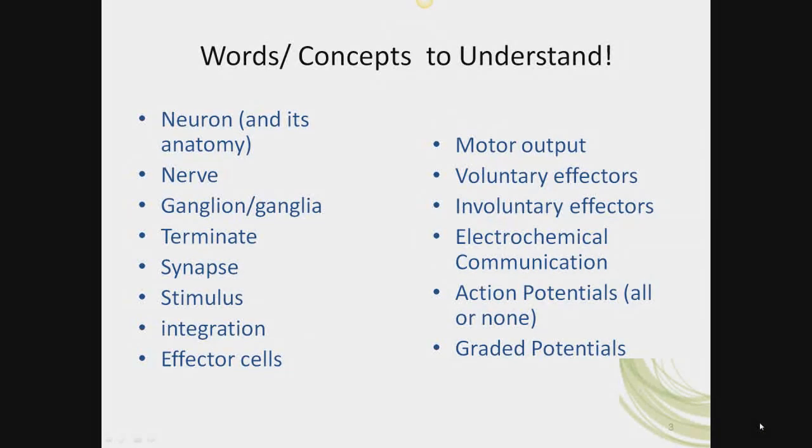Integration refers to a tallying, a summation of sorts that the central nervous system, which is your brain and spinal cord, will have to utilize. You see, there's a whole bunch of incoming information, and your brain and spinal cord must make an appropriate response to that. So they basically need to gather all this information.